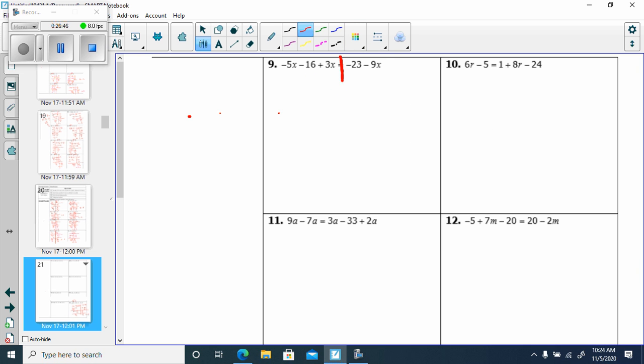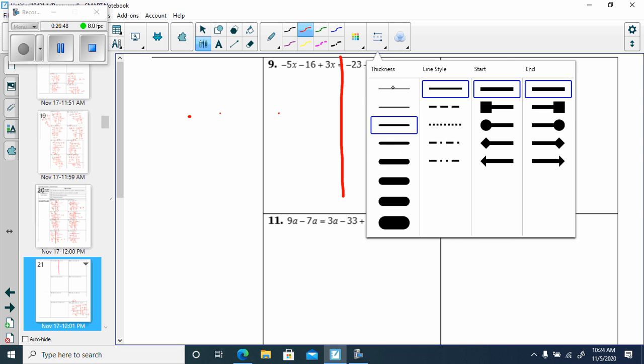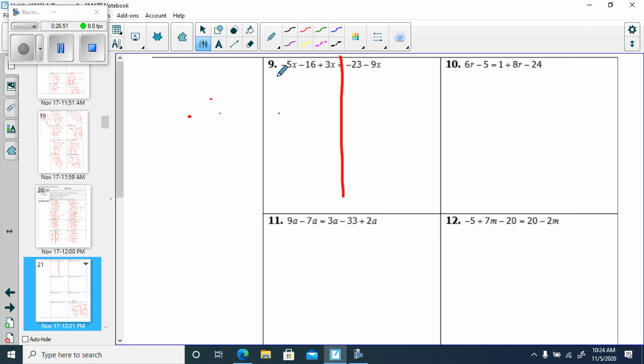I've got, are these as simple as it gets? No, here I can do some collecting like terms. Negative 5x plus 3x gives me negative 2x plus 16 is equal to negative 23 minus 9x. Now these two are as simple as they get. I want to get all the variables over here and the numbers over there. I'm going to add 9x to both sides. This would give me 7x plus 16 is equal to negative 23.